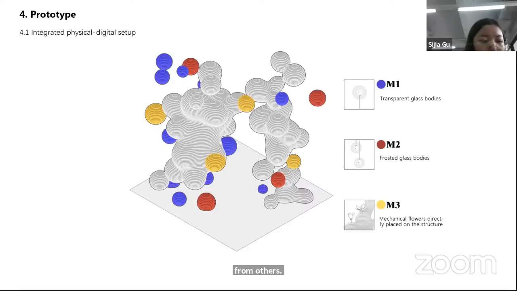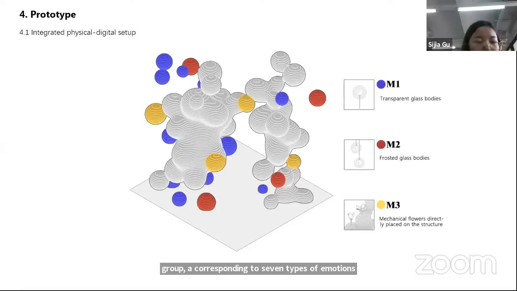7 mechanic flowers are installed as an interactive group corresponding to 7 types of emotions. 5 sets of mechanic flowers are placed to provide an interactive experience for multiple people.